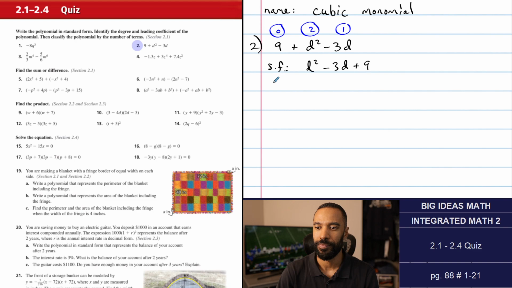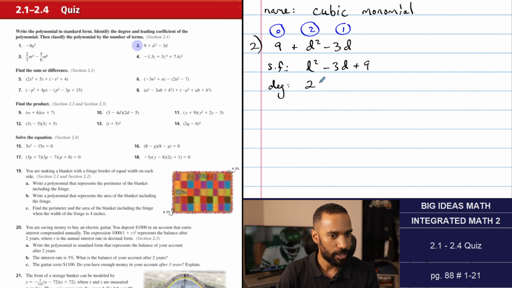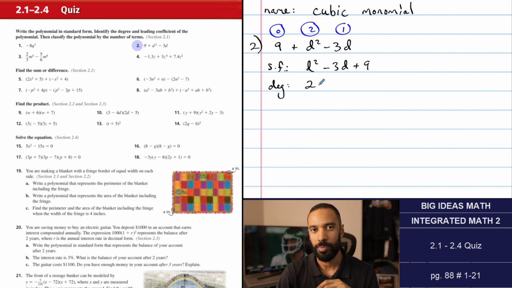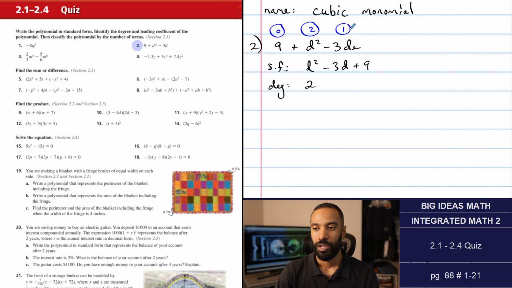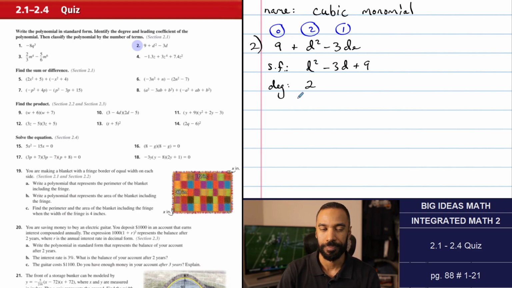What comes next? Degree. The degree of the polynomial is 2. Now, there is something to be said about a term with more than one variable. Let's say there was an e here. That's d to the first and times e to the first. You would add those two ones to get the degree of the individual term to make it 2. But we don't add the degrees for the polynomial. The degree of the polynomial is the degree of the leading term, and in standard form, that's 2.